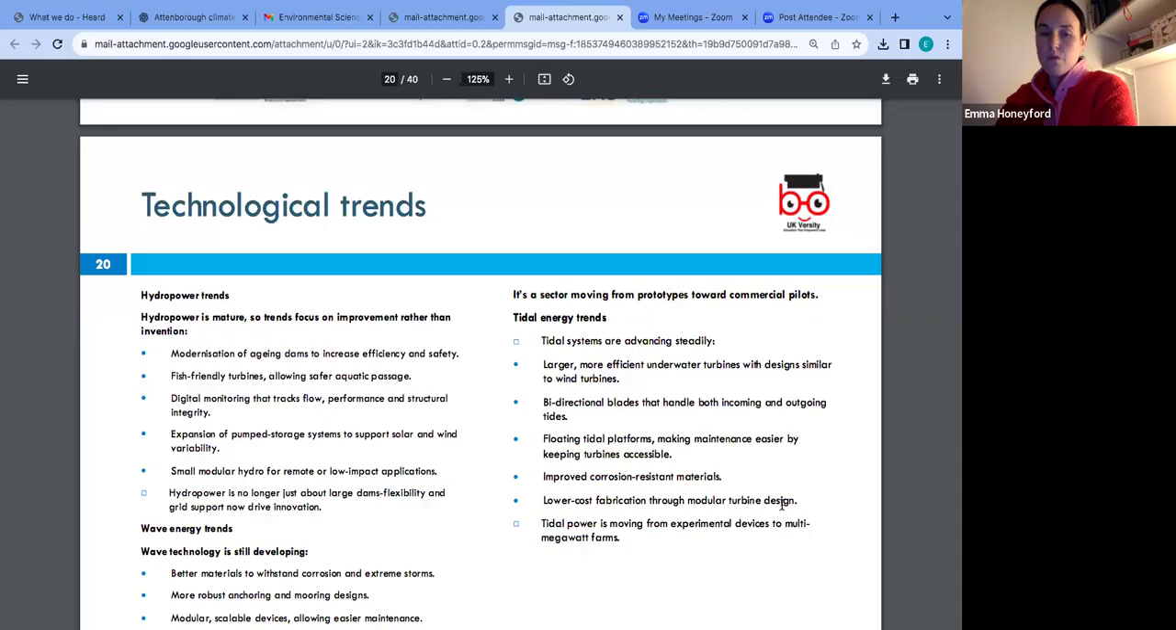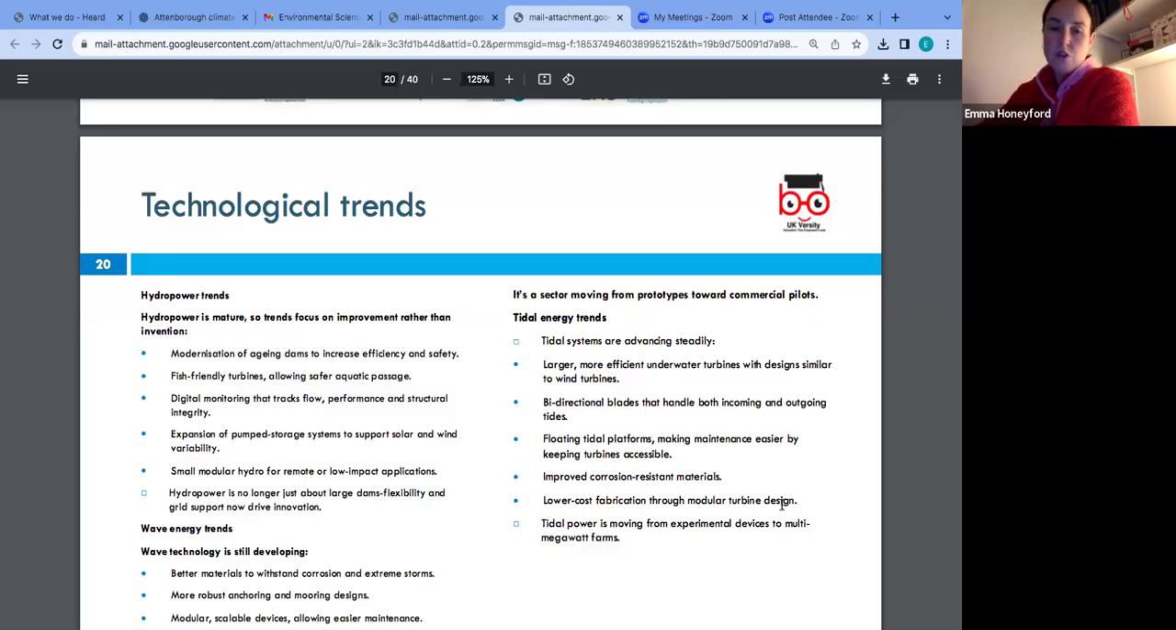So I think there's also this thing around biodiversity. So they want to improve the turbines to make them fish friendly, so that aquatic passage is safe, because obviously with any type of renewable energy there will be an impact on nature, and obviously we do want to protect biodiversity, so it is important there.